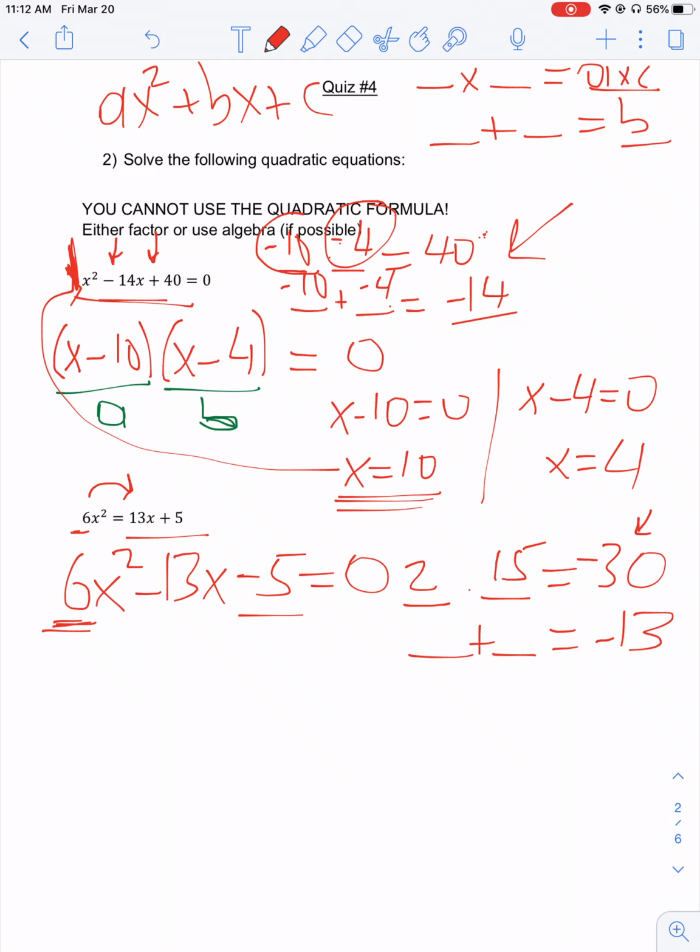because this is negative, right? So one of these numbers has to be negative. So because the sum is negative, then the bigger number has to be negative, right? So 2 and 15 is the combination that works.